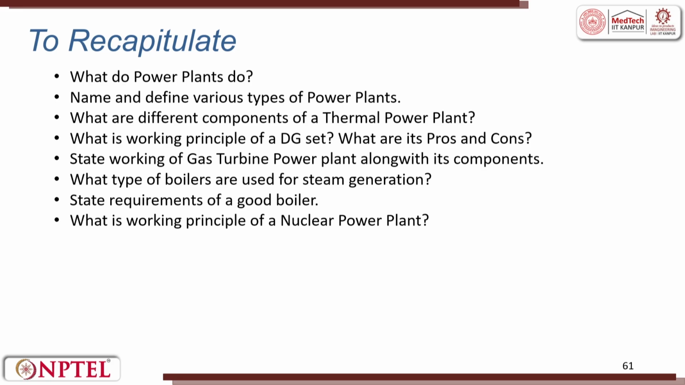To recap what we have seen in this lecture: we have seen what a power plant is, the different types of power plant, then the different components of a thermal power plant, DG, and gas turbine. We have also seen what types of boilers are used for steam generation, then the requirements of a good boiler, and finally, the working principle of a nuclear power plant.